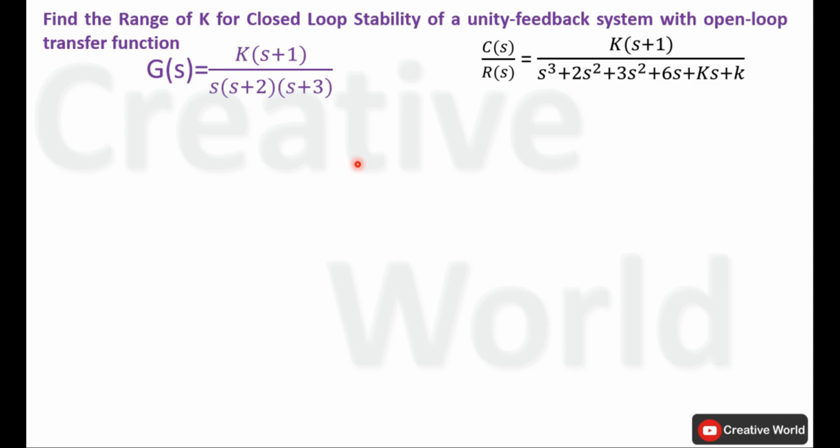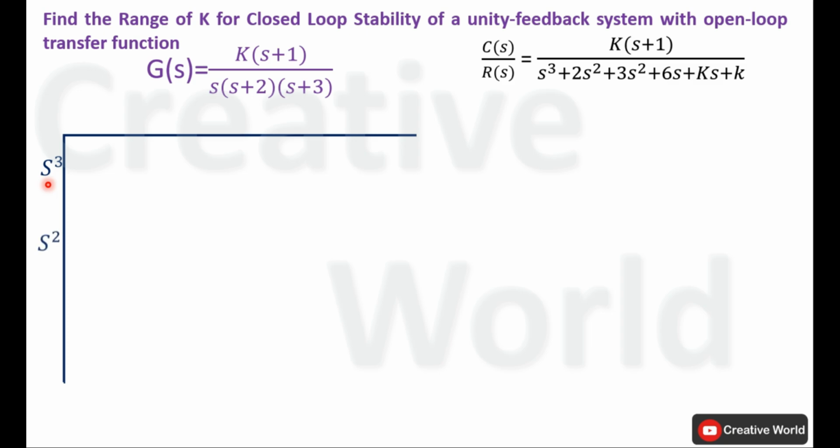First we will make the Routh array, and the Routh array will start from s cube. The Routh array is implemented only on the denominator and the highest order of s in the denominator is s cube. So the Routh array will start from s cube and it will decrease up to s0. Now place values inside this Routh array from this denominator. Coefficients with s odd power will be placed inside this row and coefficients with s even power will be placed inside this row.